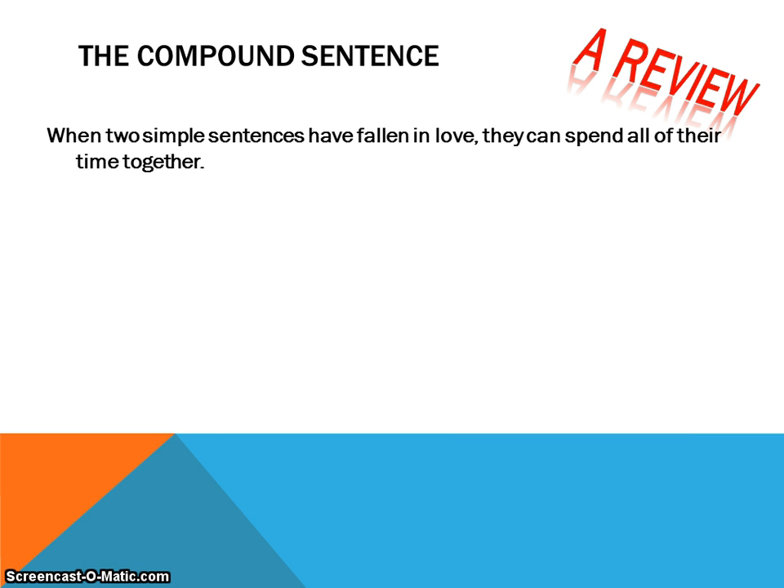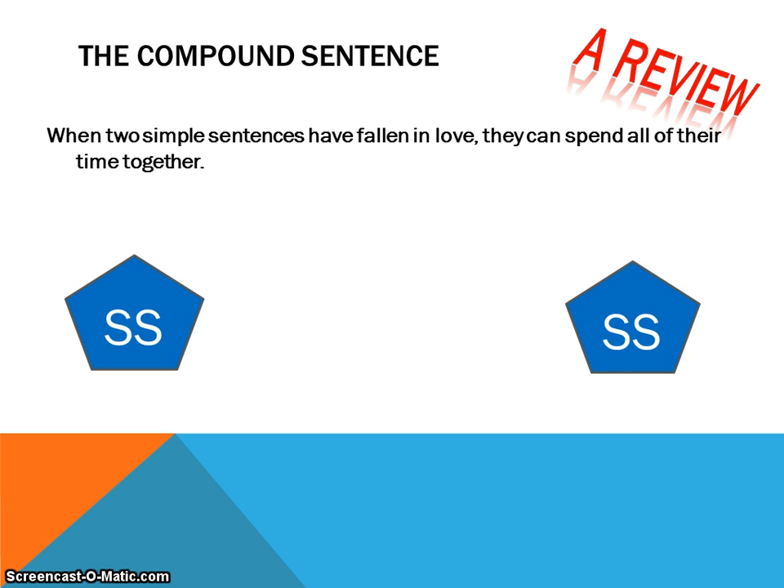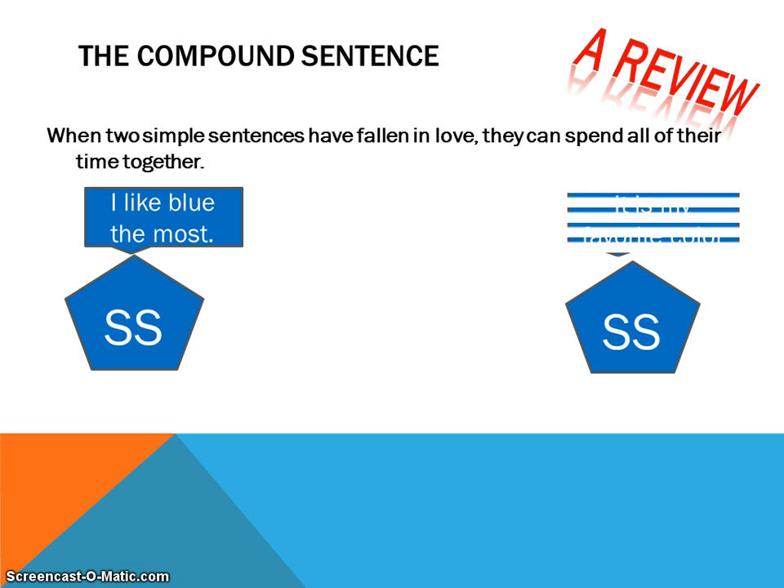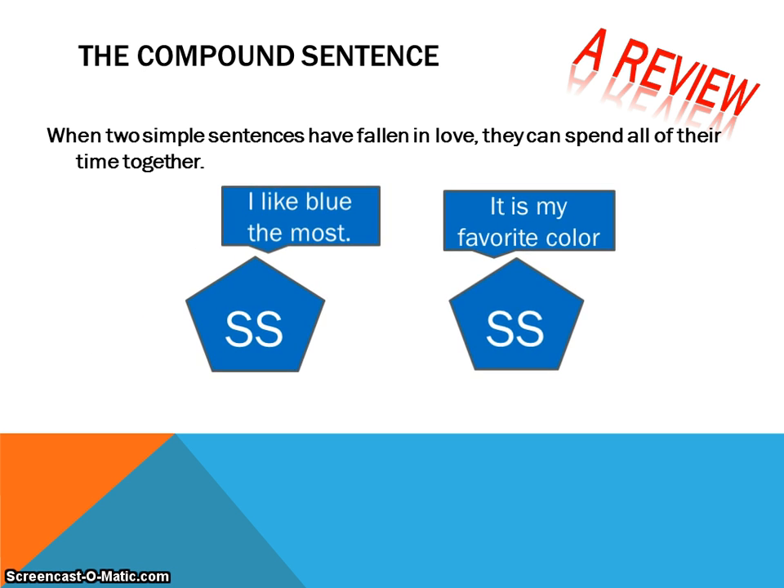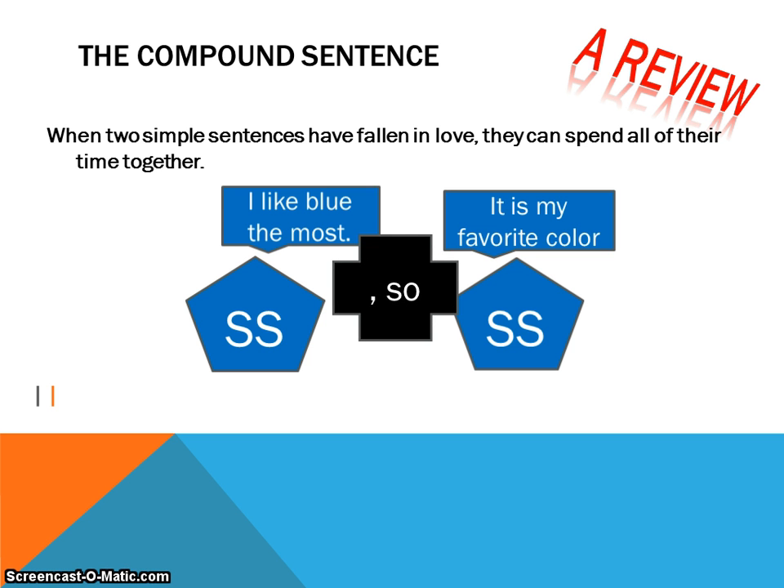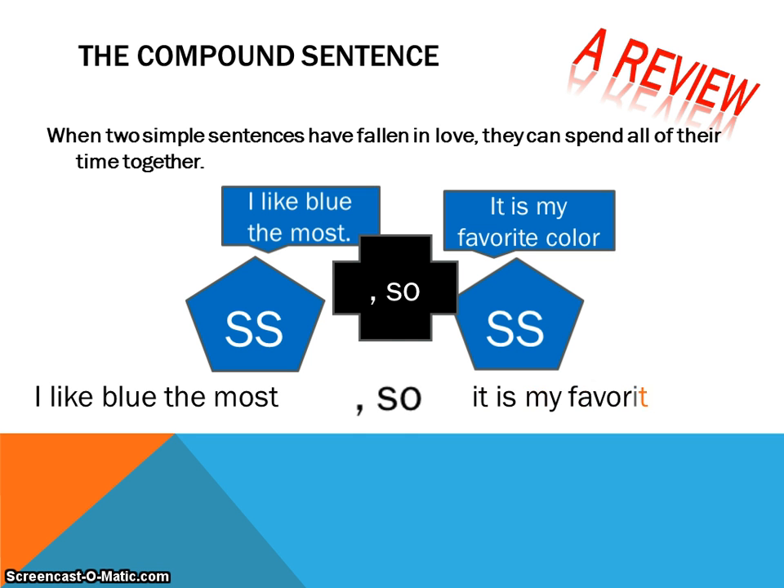Last time, we learned about simple sentence love. When two simple sentences fall in love, they can, and they often do, spend all of their time together. So these two simple sentences see each other. I like blue the most. It is my favorite color. And they get in nice and tight and near each other. They slap a comma and a conjunction between themselves. And these two simple sentences live together in beautiful compound sentence marriage.